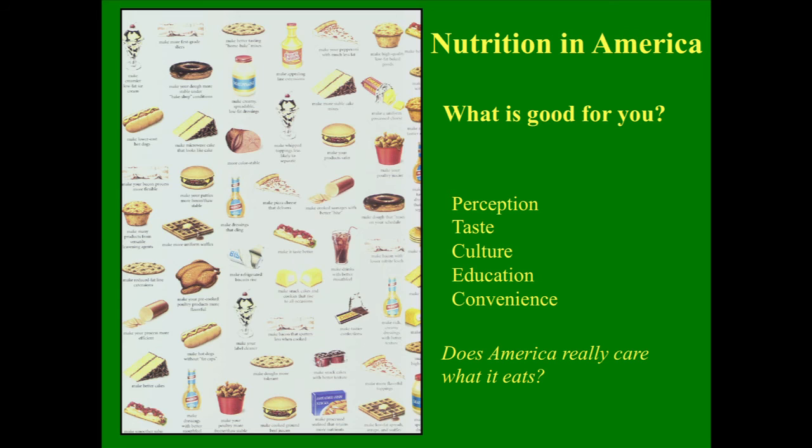67% of Americans are either overweight or obese now. We have increased diabetes, heart disease, and related functions that are due to poor nutrition, lack of exercise, and other related issues. And then you must ask, does America really care what it eats? Is it okay to eat a Twinkie? Meanwhile, people argue about the benefits of organic agriculture.